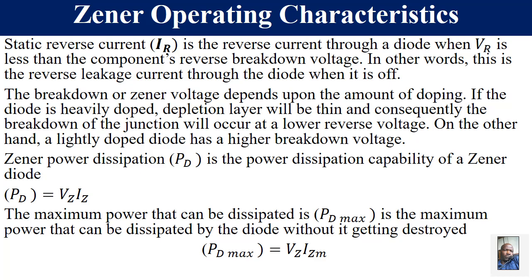Then we have the Zener power dissipation. This is the power dissipated by a Zener diode, and it is equal to Zener voltage multiplied by Zener current. And the maximum power dissipation is given by Zener voltage Vz times... please take note, we are now talking of maximum, so we must refer to maximum Zener current IZM as shown. That's the maximum dissipation capability of a Zener diode.